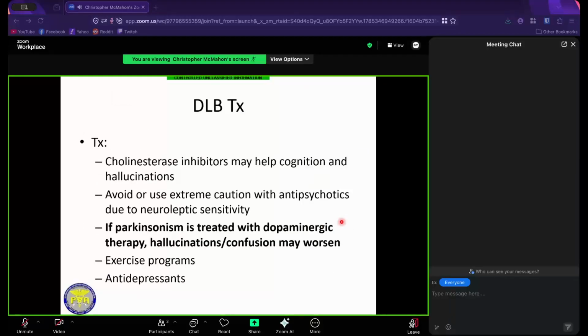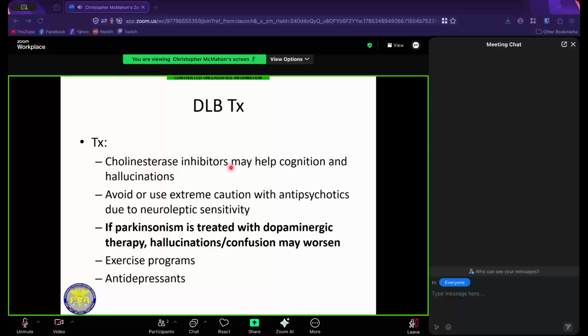And if Parkinson's is treated with dopaminergic therapy, hallucinations and confusion may worsen. So watch out for this. Make sure when you're treating someone for Parkinson's syndrome that they don't actually have underlying hallucinations. Because when I treat the Parkinson's disease, which may be their initial presenting thing, they've had hallucinations for a year before that, but they just didn't say anything. I'm not going to tell you if I see Louis Armstrong at the back of the wall.